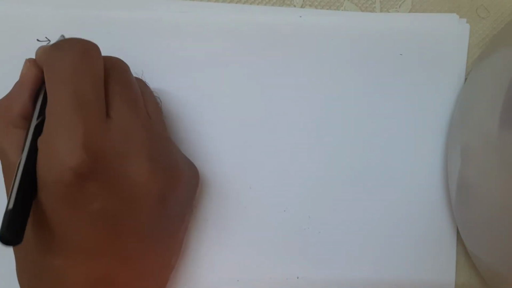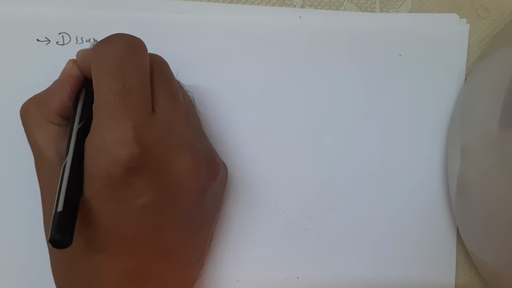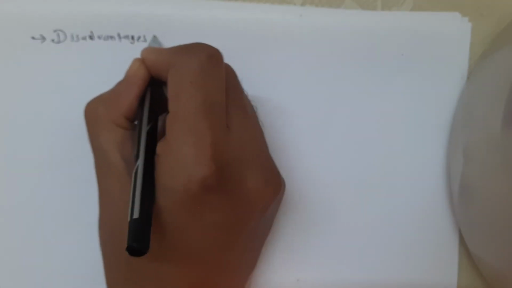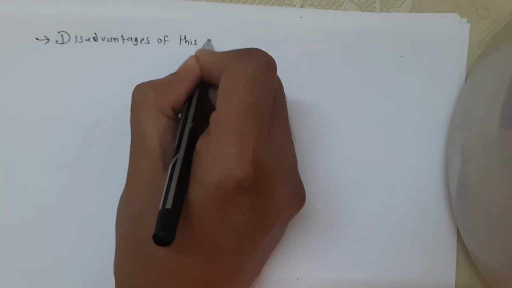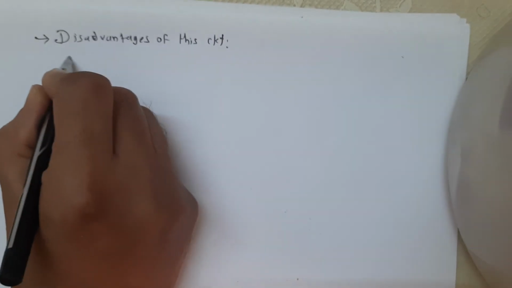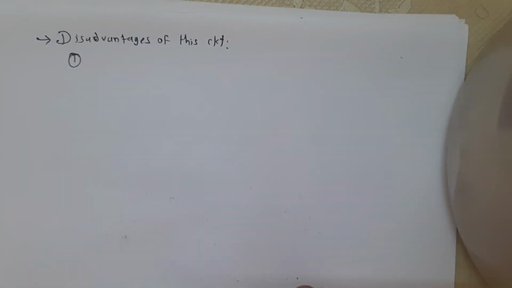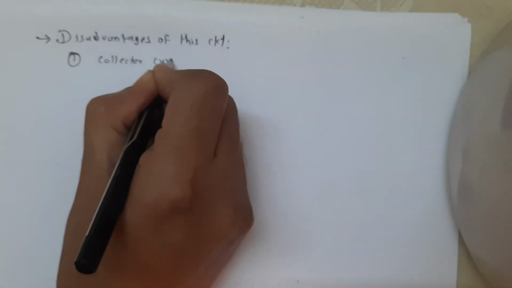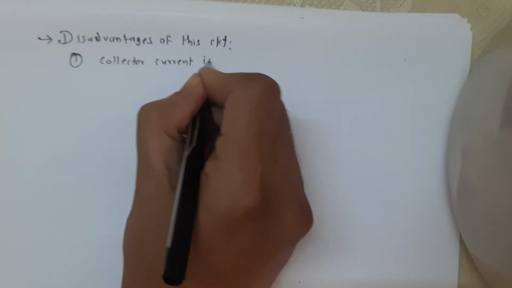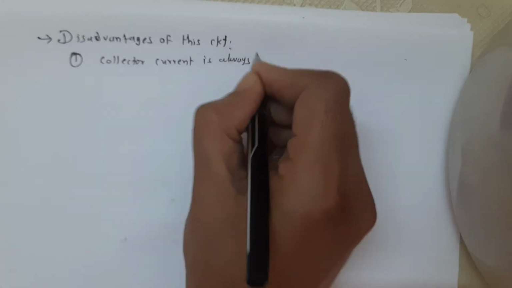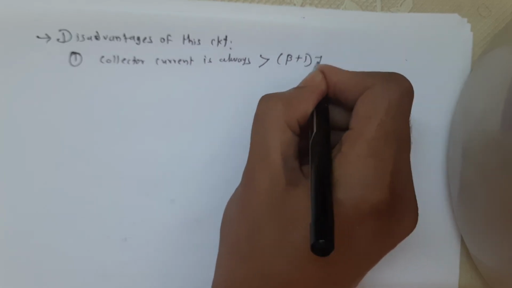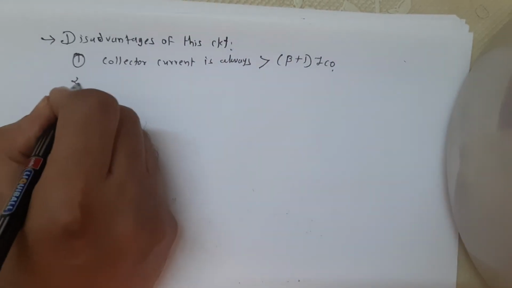So the first disadvantage is that the collector current is always greater than (beta plus 1) ICO. This is our first disadvantage.